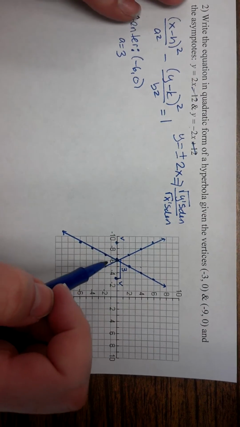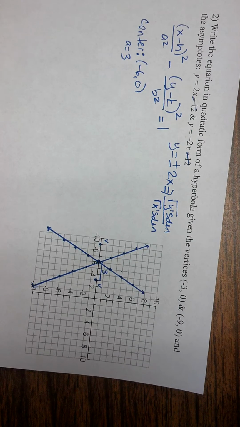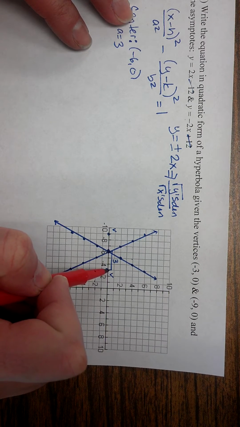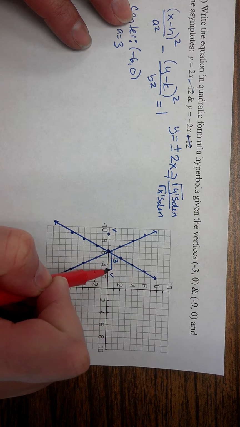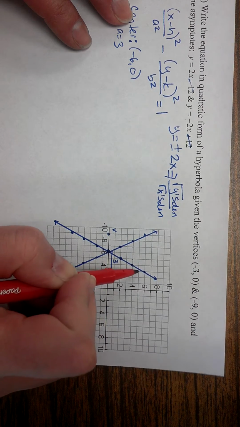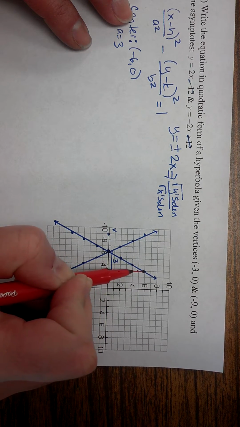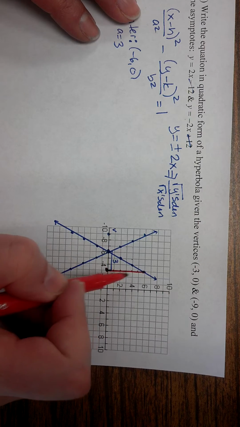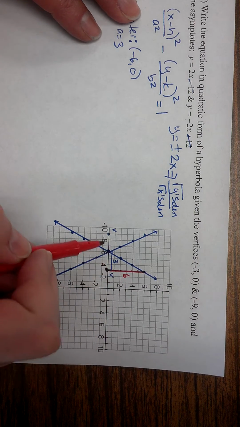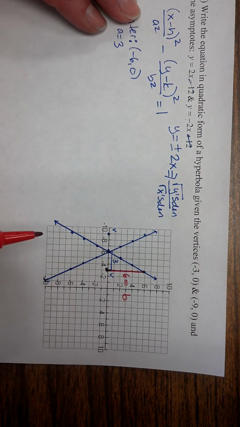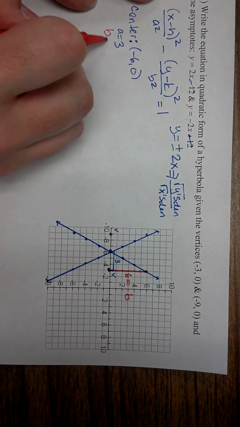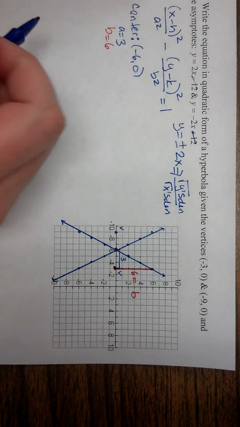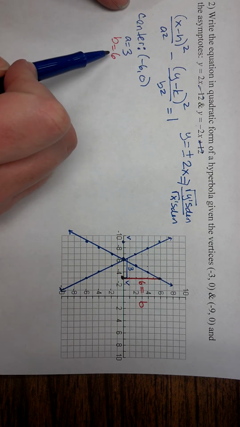All right, so now what does this show me? When we graphed, the b value we noticed gave us the distance from the vertex up to the asymptote. So after graphing the asymptotes, I'm going to count from the vertex to one of the asymptotes, and I'm going to see it's 6. So now this is going to be the b value. So now I have everything I need. I have my center, I have my a, and I have my b.